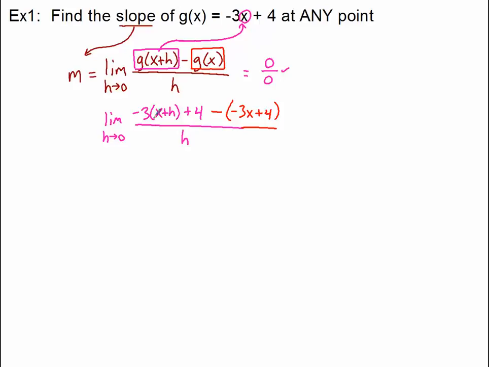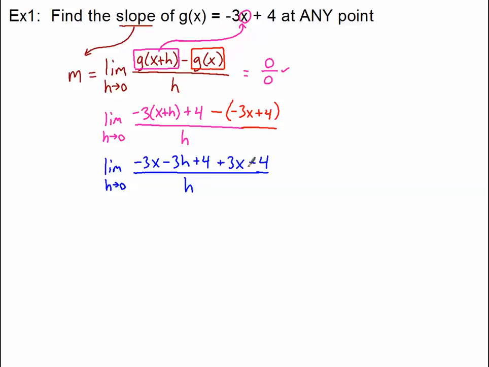Now I'm going to distribute here, and I'm going to distribute here and see what happens with my like terms. So here's the limit as h approaches 0, -3x, -3h, +4, +3x, -4.